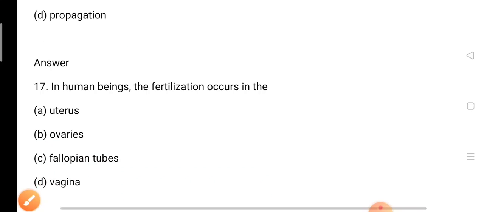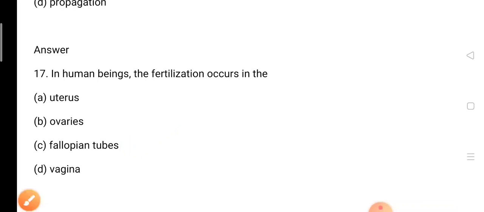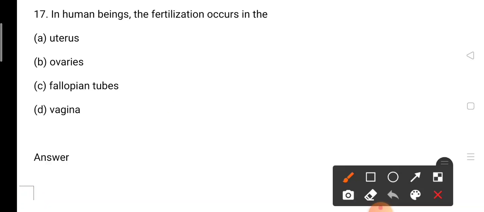The next question is, in human beings the fertilization occurs in. The options are uterus, ovaries, fallopian tube, vagina. So the fallopian tube is the place where fertilization takes place in human beings. So our correct option will be option C. It means we choose option C as the correct option.